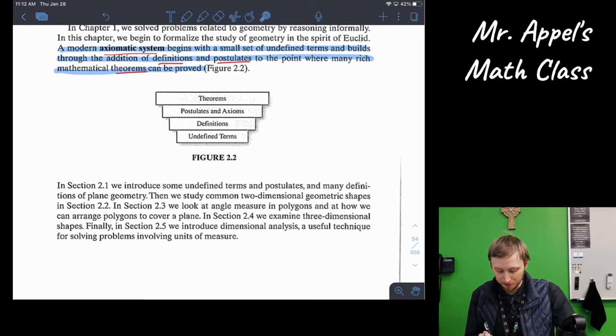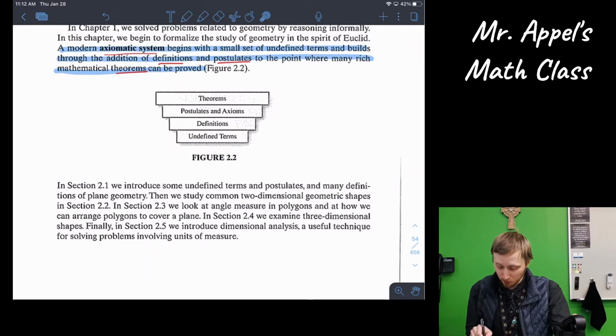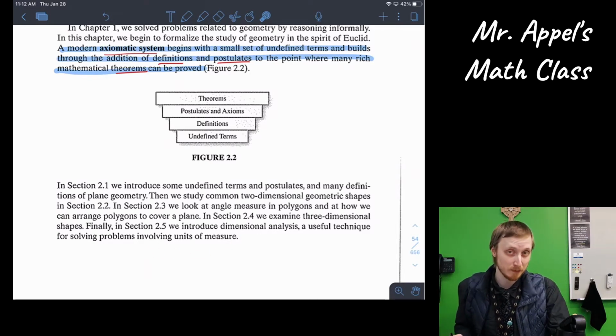In section 2.1, that's this video, we introduce some undefined terms and postulates and many definitions of plane geometry. Then we study common two-dimensional geometric shapes in section 2.2. Section 2.3, we look at angle measures in polygons and how we can arrange polygons to cover a plane. Oh, that's a fun one. In section 2.4, we examine three-dimensional shapes. Finally, in section 2.5, we introduce dimensional analysis, a useful technique for solving problems involving units of measure. Spoiler alert, every practical application of mathematics, and specifically geometry, will require units of measure.